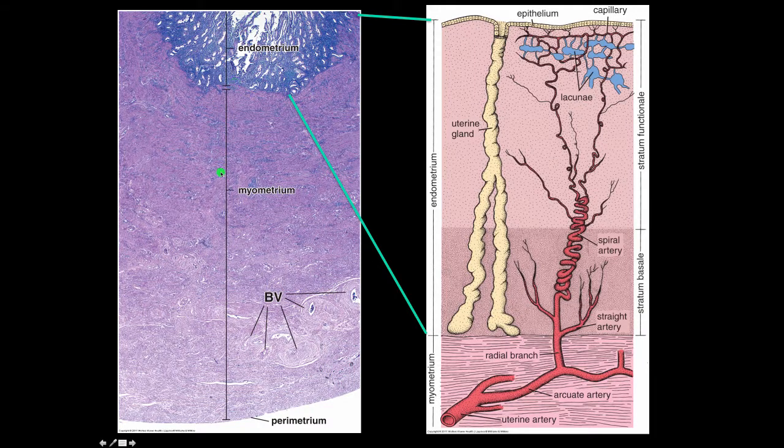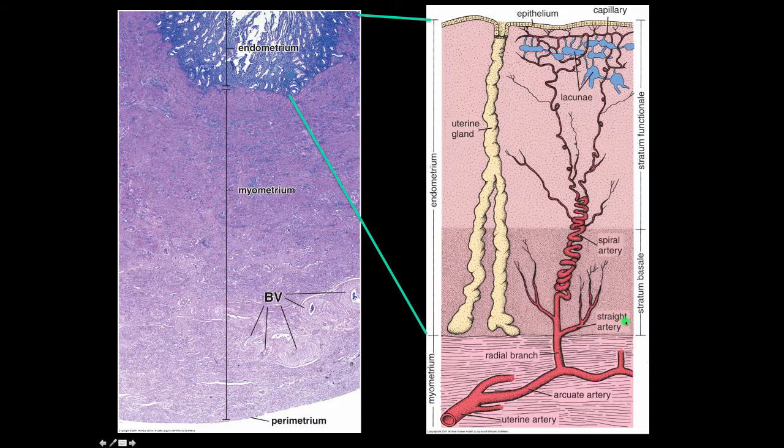Here's just a histological view through a section of the uterus. So you can see the very thin perimetrium. You can see a very thick myometrium like this, and you can see blood vessels in the myometrium. And here is part of the endometrium. What we're defining here is just a blow-up of the endometrium.